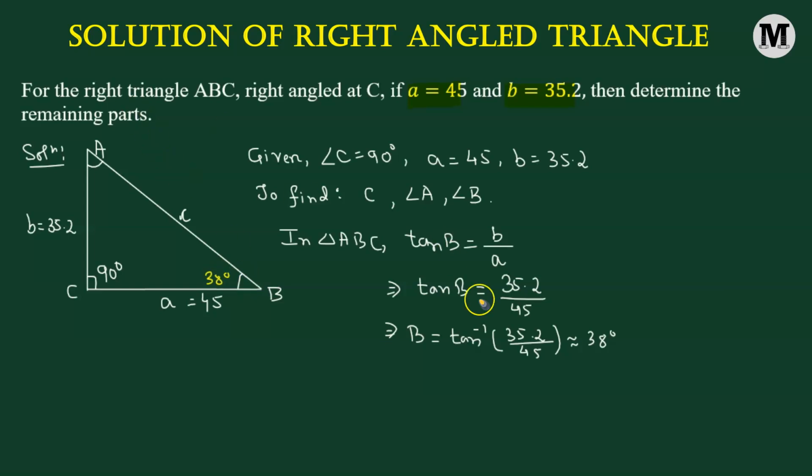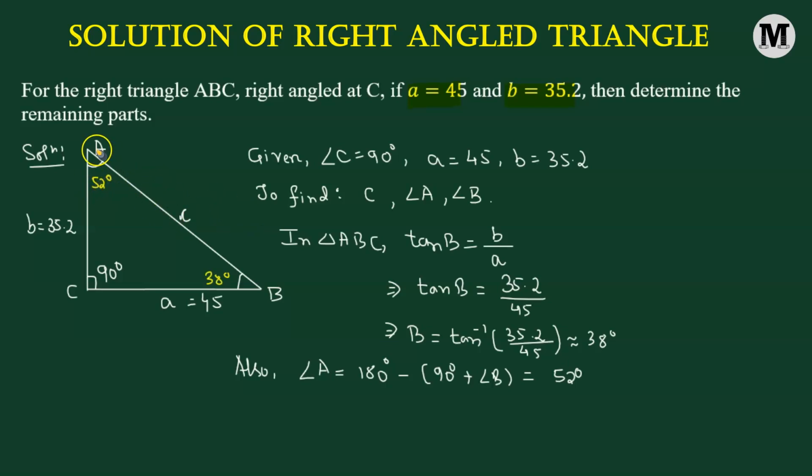Now that we have the measure of angle B, we can immediately find the measure of angle A, because angle A is simply going to be equal to 180 degrees minus the sum of 90 degrees and the measure of angle B, which came out as 38 degrees. This is going to be equal to 52 degrees. So we have obtained the measure of angle A as well, which is 52 degrees.